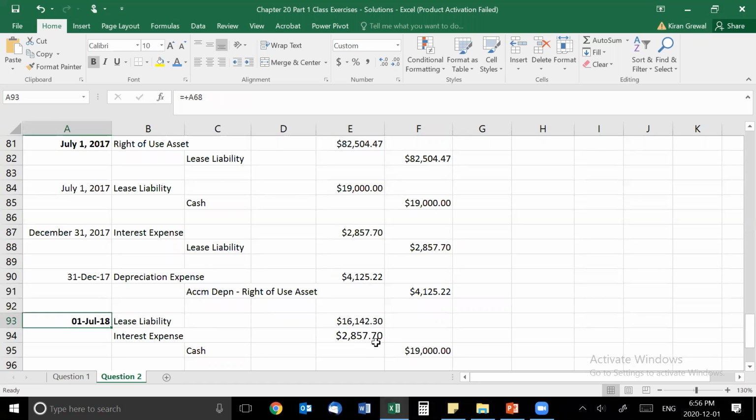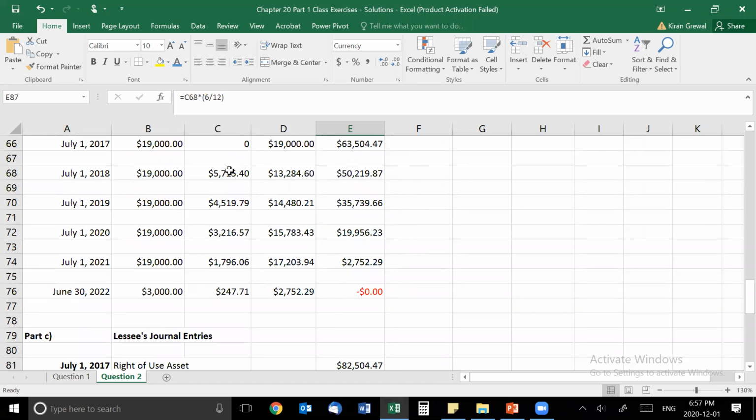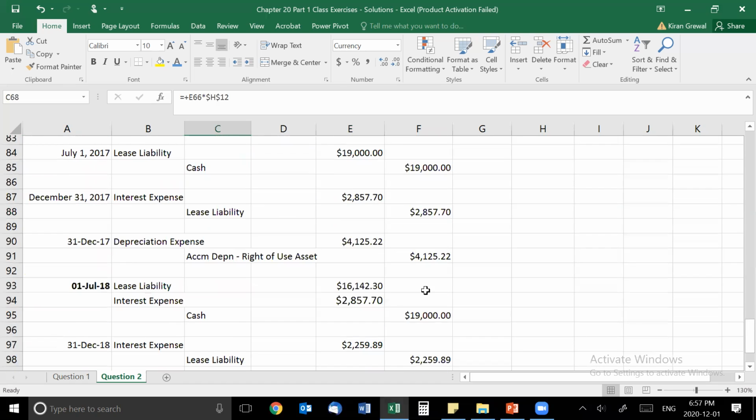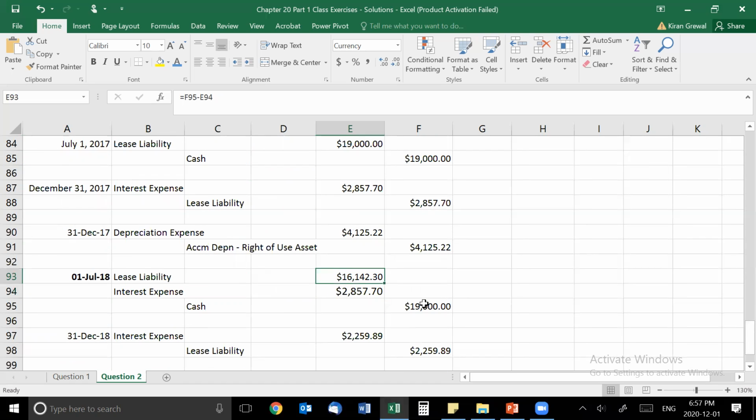Next is July 1st, 2018. We have a few things to do. We're going to pay cash of $19,000. We are also going to, remember we only recorded half the interest expense up until December 31st, so we can record the other half. So from January 1st, 2018 to July 1st, 2018, we can record the other half of that 57.15. Okay, so we can do that, and then we would debit our lease liability for the balance.